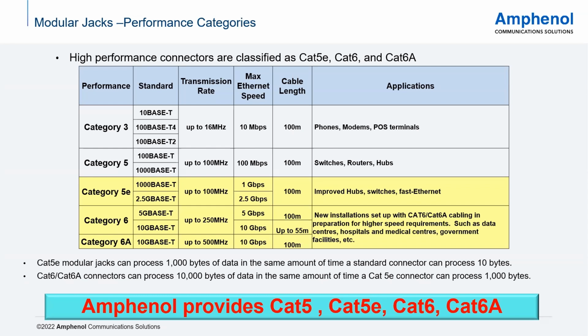So when you see a Cat5e or a Cat6 or a Cat6a, there is an overlap of speeds. If you see Cat6 and Cat6a carefully, there's an overlap of 10 Gbps speed. But if you look carefully, it's only up to 55 meters in a Cat6, whereas it's up to 100 meters in a Cat6a. Also, the operating frequency differs between a Cat6 and a Cat6a. Proud to say that Amphenol provides all 5 types of connectors, right from Cat3 right up to Cat6a.